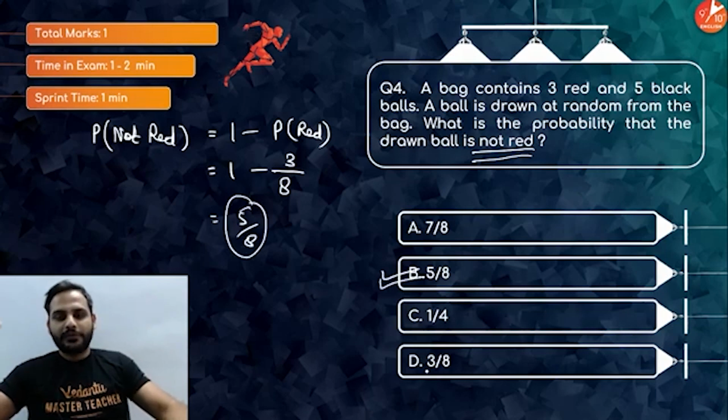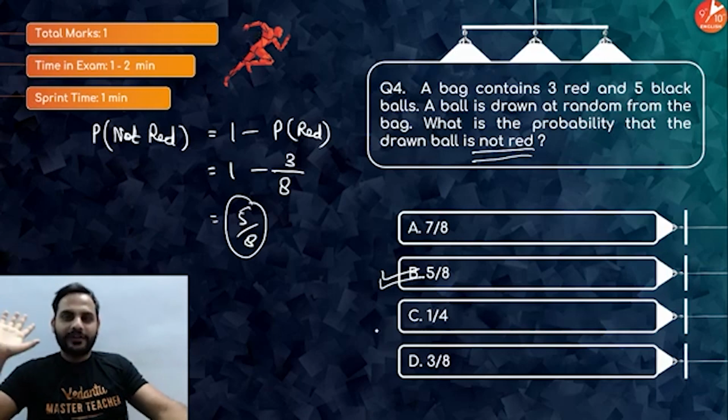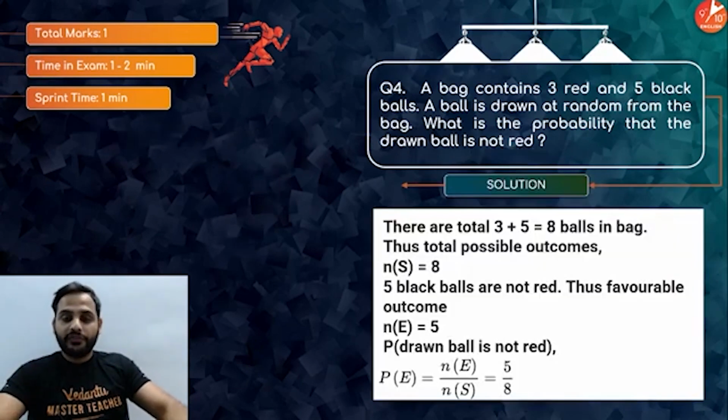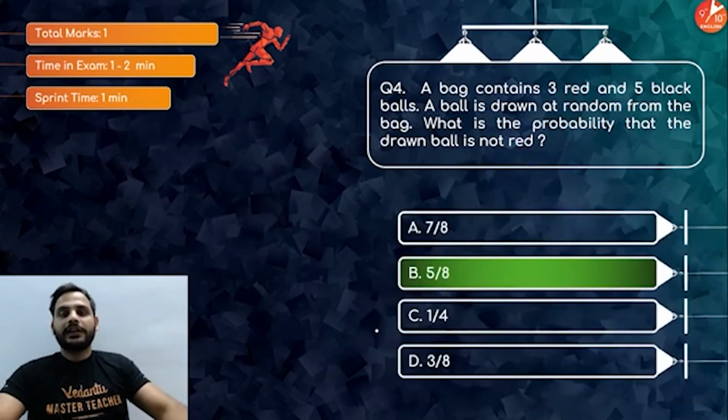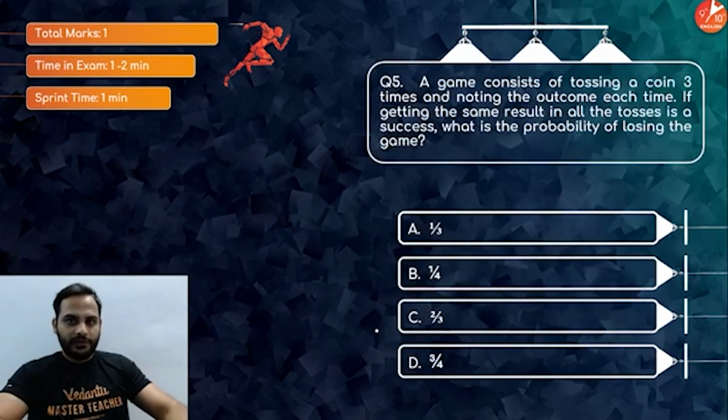Option B. Option D is also given. If you don't read this 'not', you'll get D as your answer because you thought of the probability of drawing a red ball. So please read the question carefully. In probability, the most important thing is reading the question carefully. Okay? Next one, a game consists of tossing a coin 3 times and noting the outcome each time.